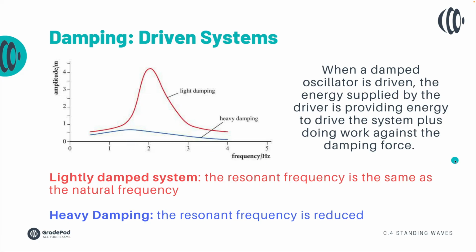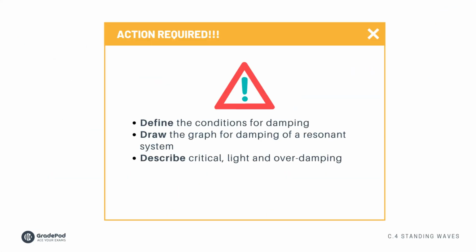So let's head to your revision note template and write down the two conditions that describe damping or are necessary for damping. Then draw the graph for the damping of a resonant system and show the effects of light damping and heavy damping, and then describe or define critical, light and overdamping.